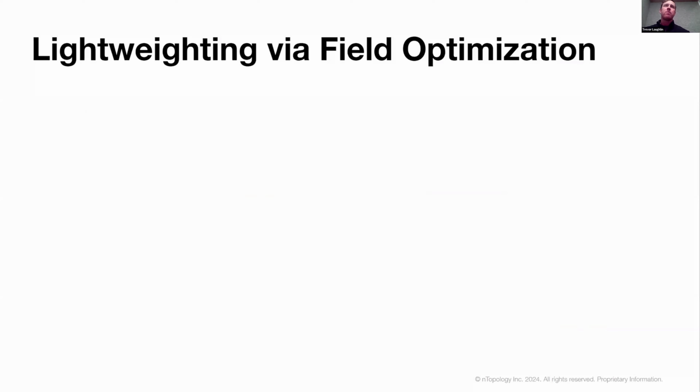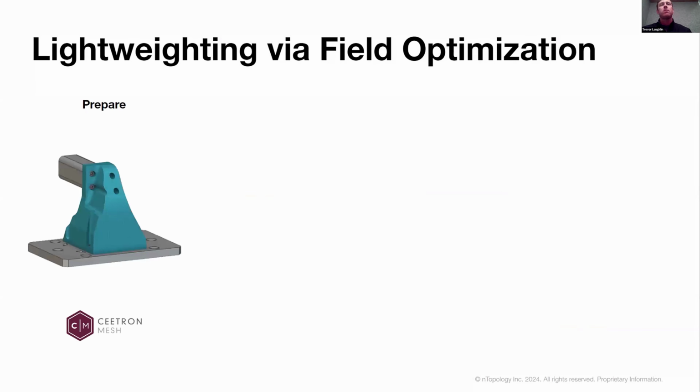So this was a structural optimization case. This is for a 3D printed bracket. It was a part on a NASA satellite. It's one of the brackets holding a couple of things together. And so the general flow that you're seeing here is you bring in your baseline design, your design space. We do the meshing in nTop. CEETRON mesh is obviously used there.